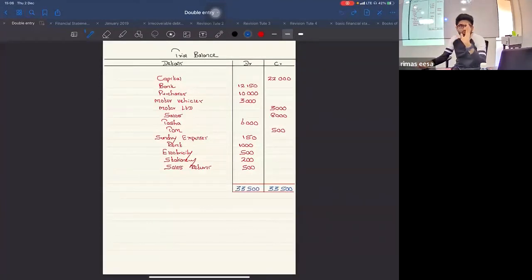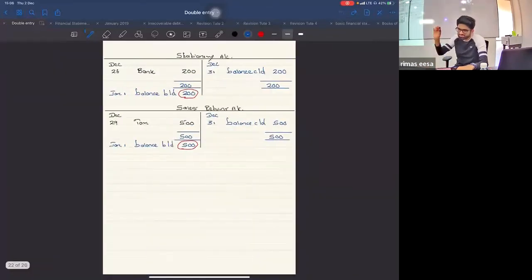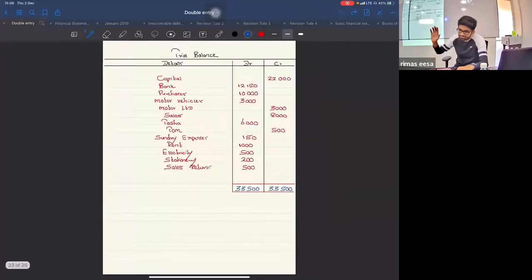So this is how you do a trial balance. So first you do a T account. After you are done with T accounts, you balance the accounts. After you are done balancing the account, which figure do you take to the trial balance? Final brought down value. From every T account, you need to enter the final brought down value. And finally, your trial balance has to balance.